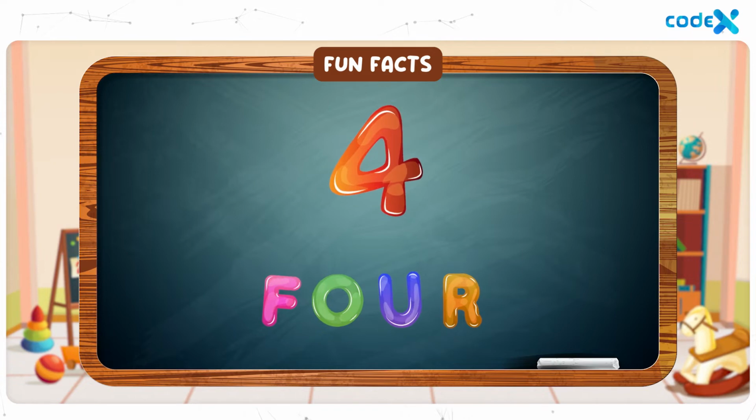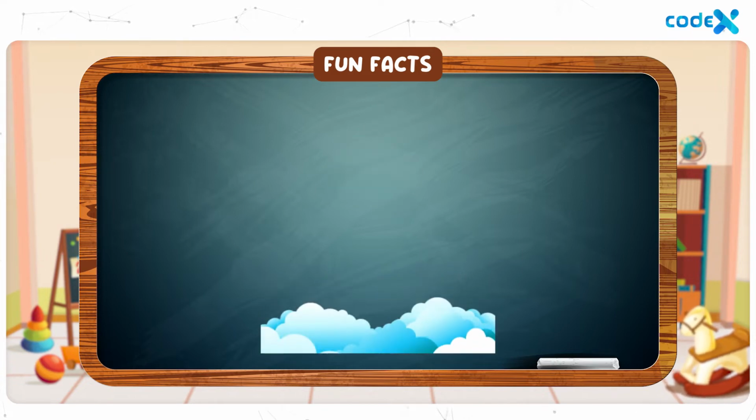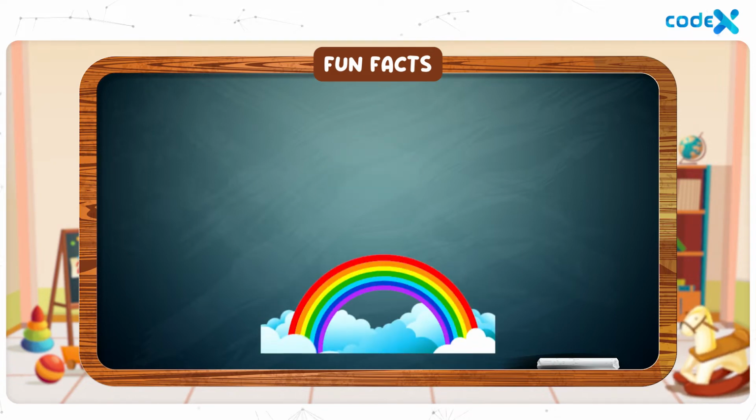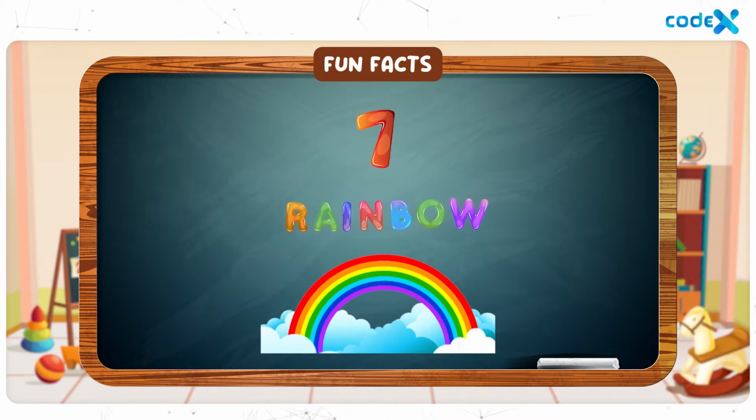That's amazing. Now, let's look at the number 7. How many colors are there in a rainbow? There are 7 colors in a rainbow. Violet, indigo, blue, green, yellow, orange and red. Beautiful. Now, you know the fun facts about the number 4 and 7.